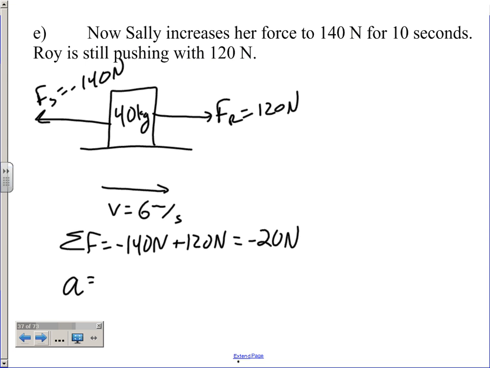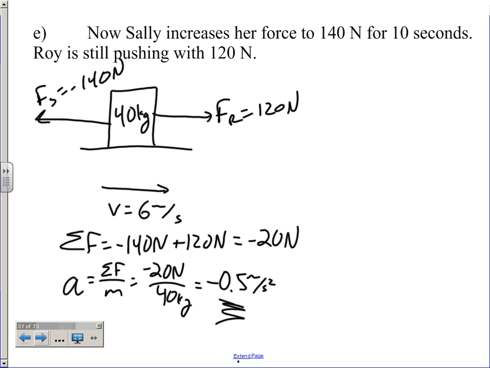Find our acceleration. It is net force over mass, negative 20 newtons over 40 kilograms. So you get negative 0.5 meters per second squared. The velocity is going to decrease now, right? Because Sally is pushing with more force than Roy is.